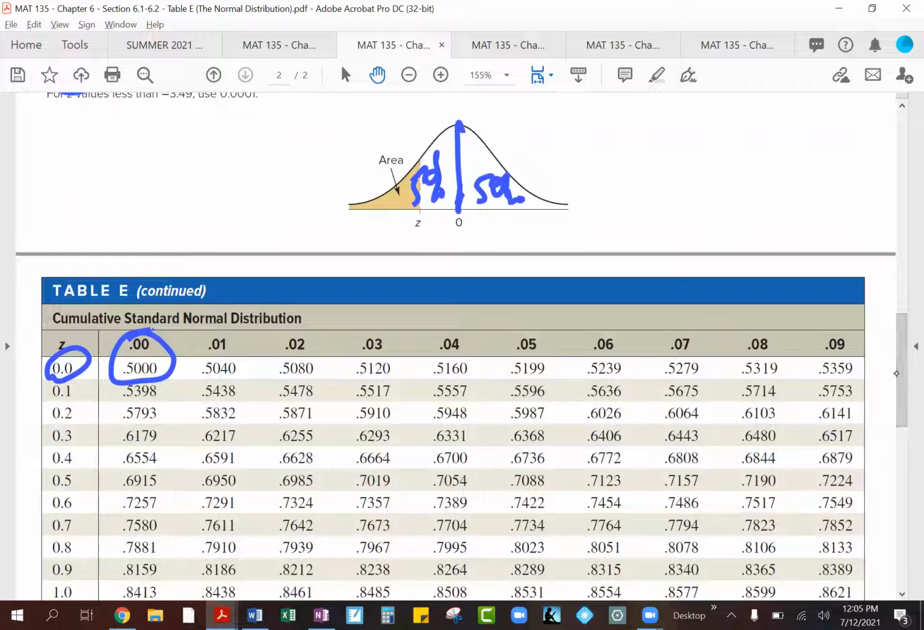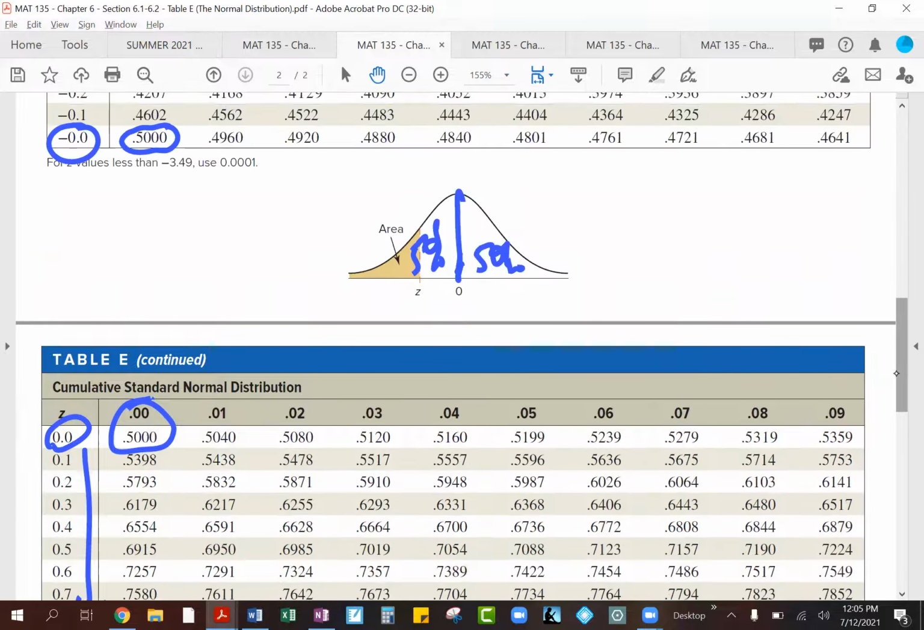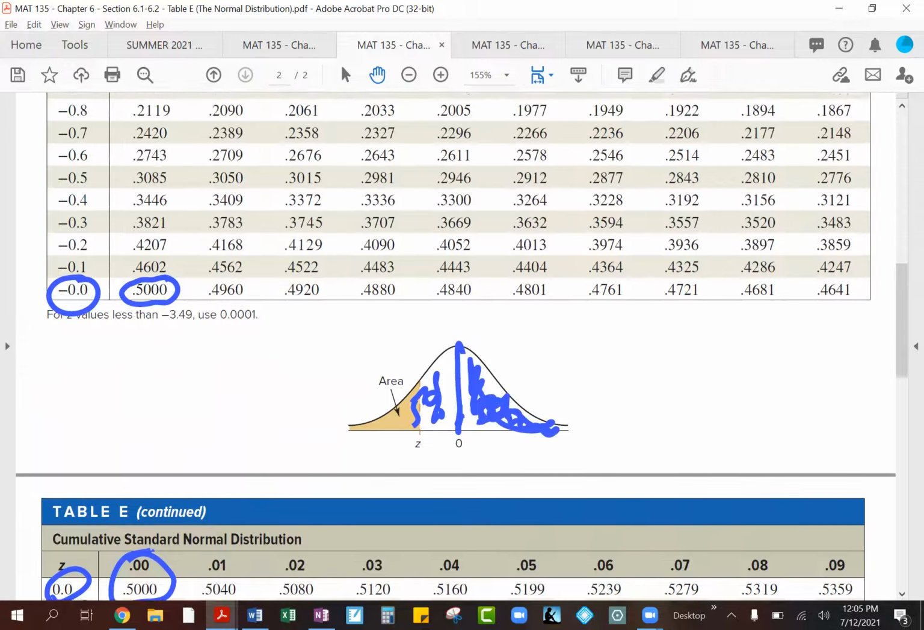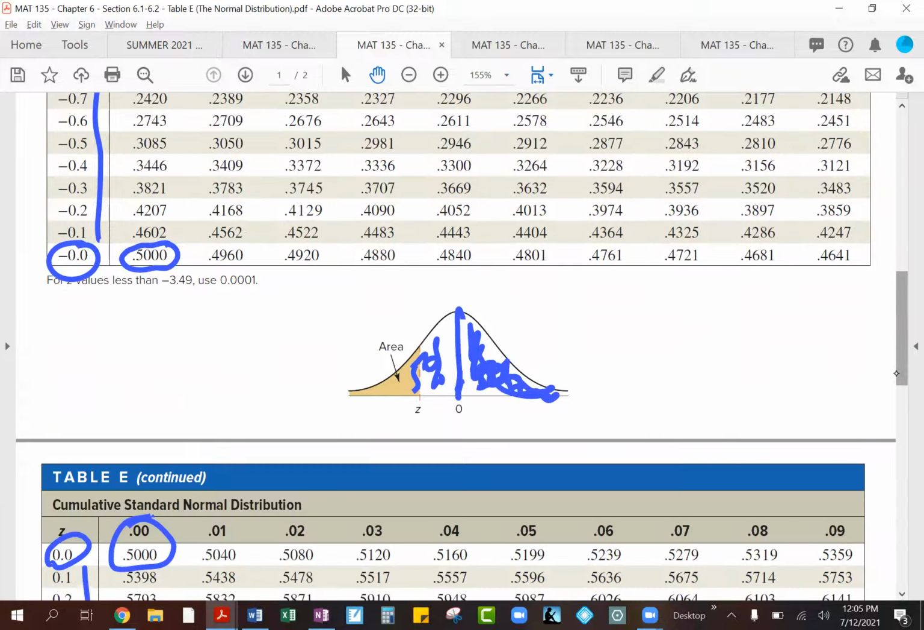And then as you can see, when you get into these positive z-scores over here, all of these numbers are larger than 50%, or larger than 0.5, because now you are looking at all the z-scores that will fall on this side of the curve. If you look at these negative z-scores over here, you will see all of these numbers are smaller than 0.5, or smaller than 50%. And that's because all of these z-scores fall below the mean.